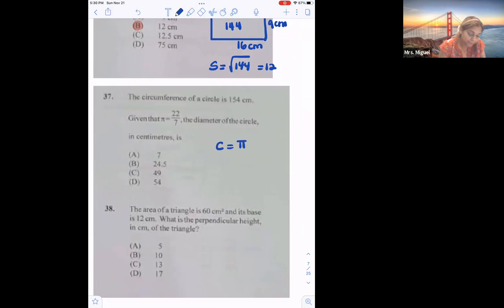Circumference is pi by diameter. We want to find the diameter. So we divide both sides by pi. So 154 divided by 22 over 7 is equal to the diameter. The diameter is 154 multiplied by 7 over 22. And this will give me 49.